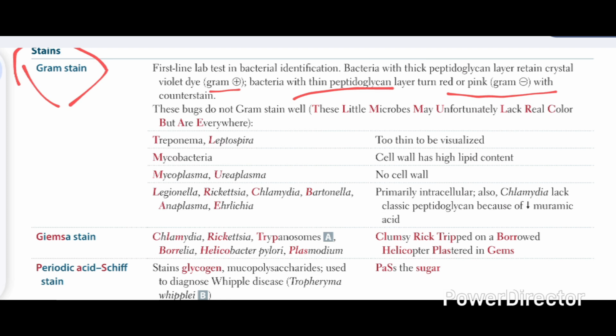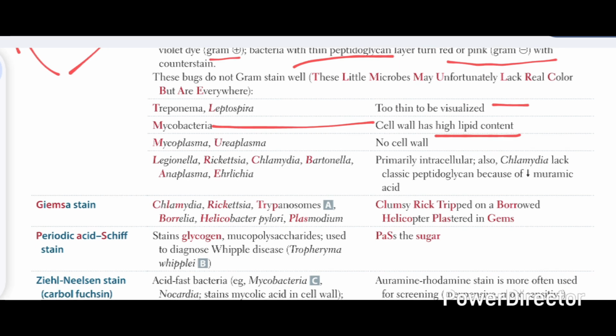For example, Treponema and Leptospira are too thin to be visualized. Mycobacteria are a special type of bacteria, as we will study. Mycobacteria have a cell wall with high lipid content. We studied that bacteria with a thick peptidoglycan layer stain positive, whereas mycobacteria do not contain a peptidoglycan layer. Instead, they contain a high lipid content within their cell membrane and cell wall, for which reason they do not stain well with the gram stain.